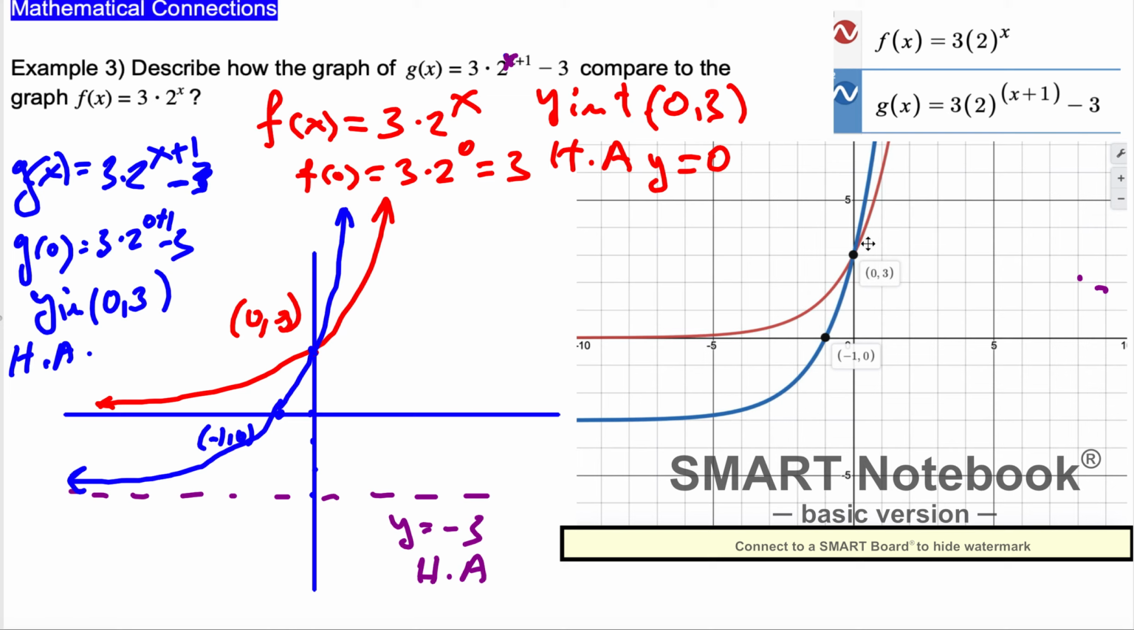But regarding the y-intercept, they both have the same. The y-intercept here is (0, 3), and f of x also has (0, 3) as its y-intercept. The horizontal asymptote here is 0, and for the blue function, the horizontal asymptote is minus 3. So these are the differences between those two functions.